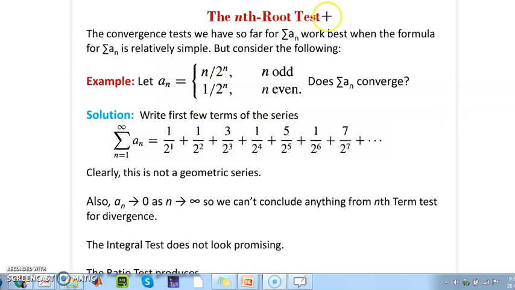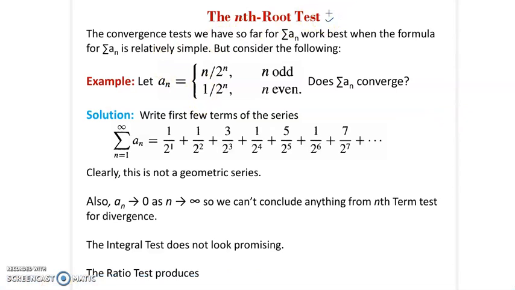Next is the nth root test. So the convergence tests that we have done so far for this series work best when the formula for summation an is relatively simple, right? Now we consider this example and we try to apply all the tests that we have done so far. Let an is equal to n by 2 to the power n when n is odd and 1 upon 2 to the power n when n is even. The question is, does the series converge?